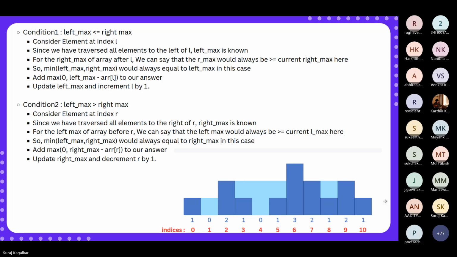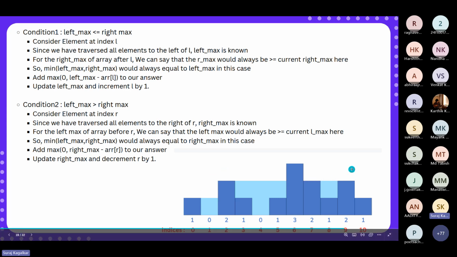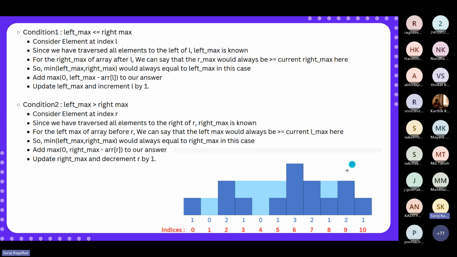And yeah, we traverse until L is less than or equal to R. So as we have traversed all the elements until the pointer L, we know the left max till the pointer L. Let's just consider the first condition, that left max is less than or equal to right max. So we know the maximum element that we have until the pointer L, right? And as left max is less than or equal to right max, we know that whatever the left max that we have here is always going to be less than the right max that we have beyond the pointer R somewhere here.